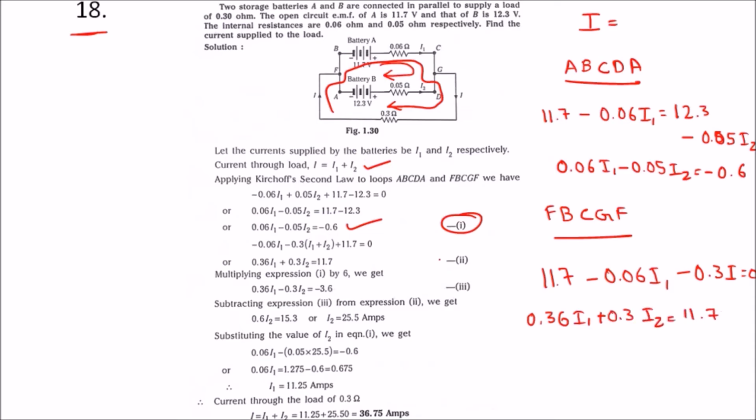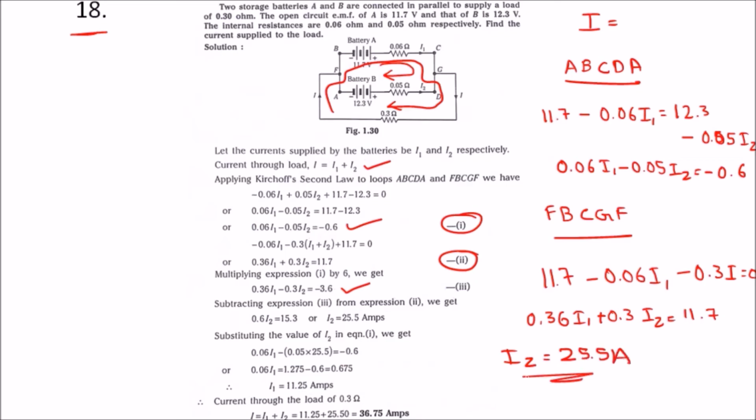So this is the second equation. Using equation 1 and equation 2, when we simplify by multiplying 6 to equation 1, we will get equation 1 as this, and simplifying those two, we will get the I2 value. The I2 value is 25.5 amps.